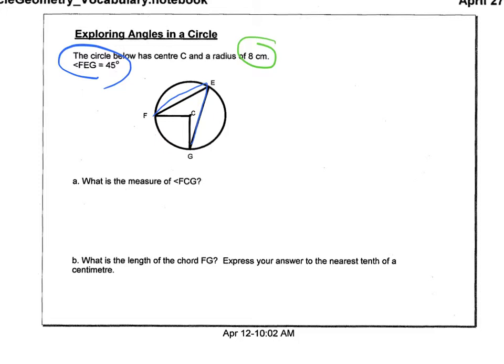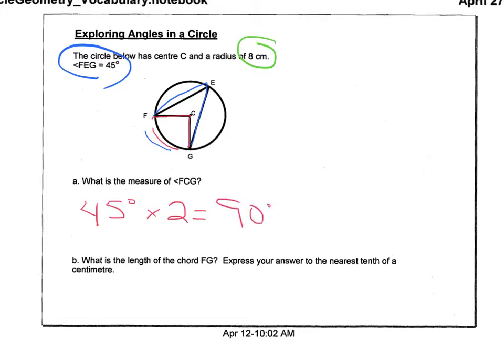Using that central angle F to C to G, it'll be on the same arc as FEG. So if E is an inscribed angle and C is a central angle, then to solve for the angle at FCG, it's 45 degrees multiplied by 2 equals 90 degrees.